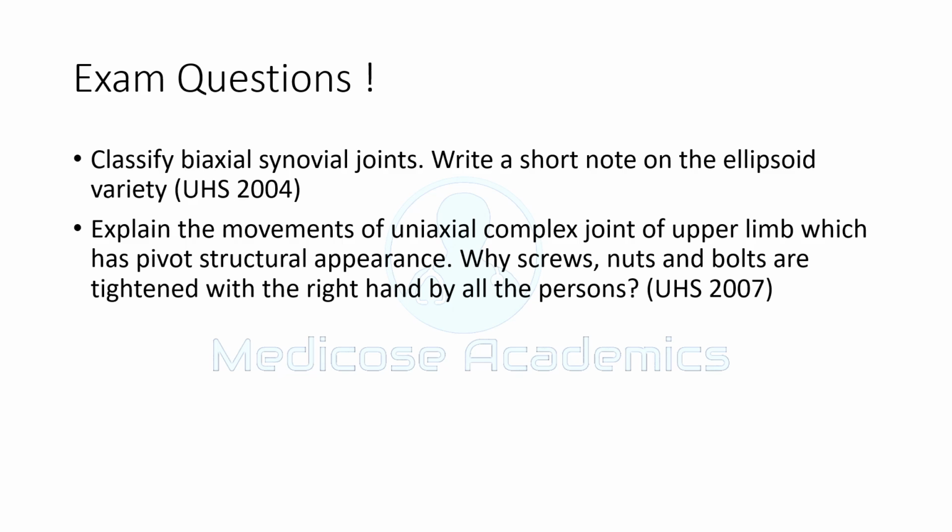Explain the movements of the uniaxial complex joint of the upper limb, which has a pivotal structure appearance. Now, a lot of information is given. What is a uniaxial complex joint? There is one uniaxial complex joint which has a pivot structural appearance. So there it is talking about the elbow. So give details about that.